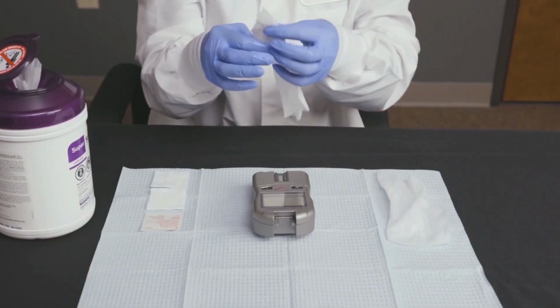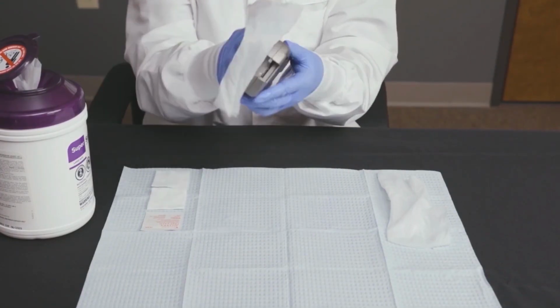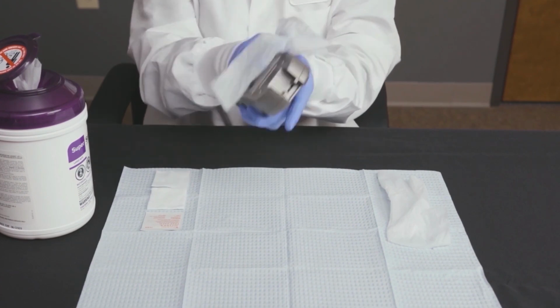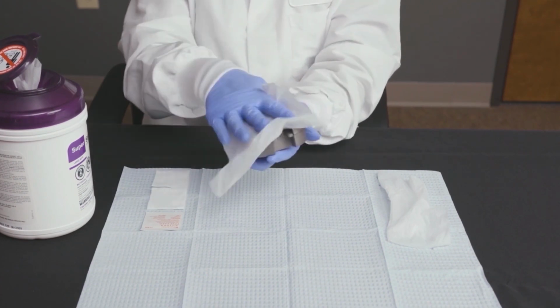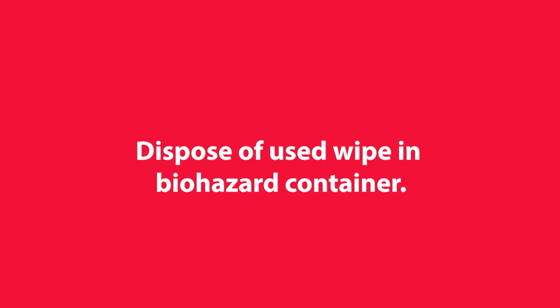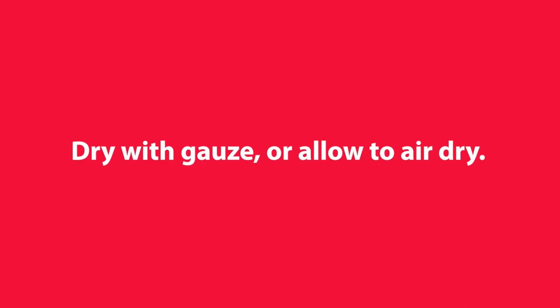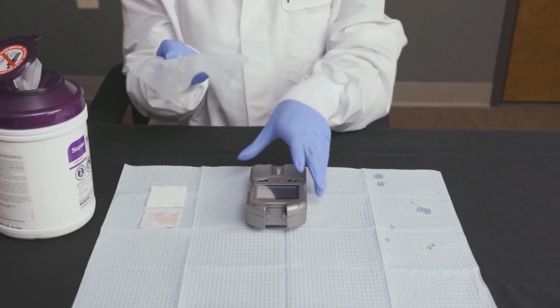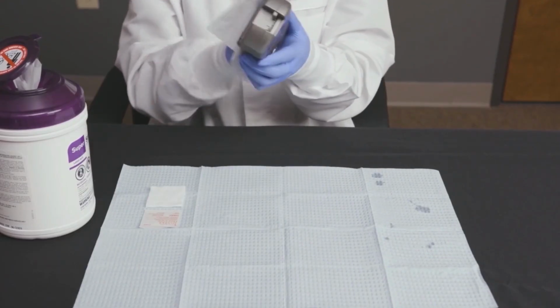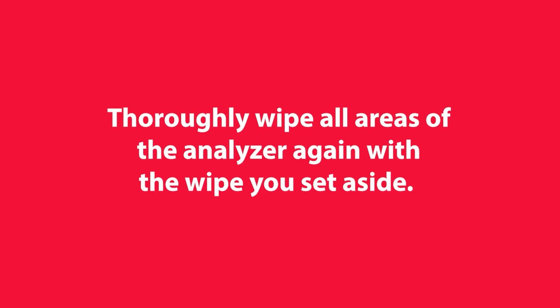With the other wipe, thoroughly clean all areas of the analyzer. This will remove any left-behind organic materials or blood products. Dispose of the used wipe in the biohazard container. Dry the analyzer with a piece of gauze or allow it to air dry. Then, disinfect the analyzer. Thoroughly wipe all areas of the analyzer again with the wipe you set aside.